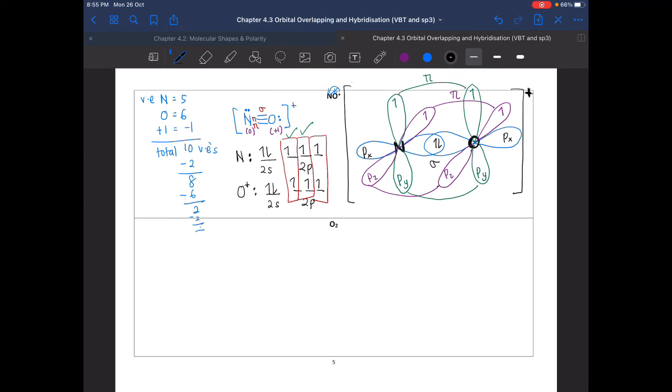Alright, so settle. So next one is oxygen, O2. So this one saya nak kamu cuba buat sendiri. Okay, start from the Lewis structure and then buat dia punya valence electronic configuration. Lepas tu tengok ada berapa jenis overlapping yang akan berlaku and draw the overlapping. Okay.